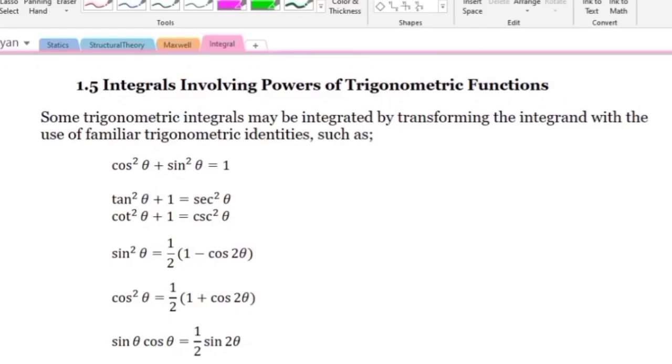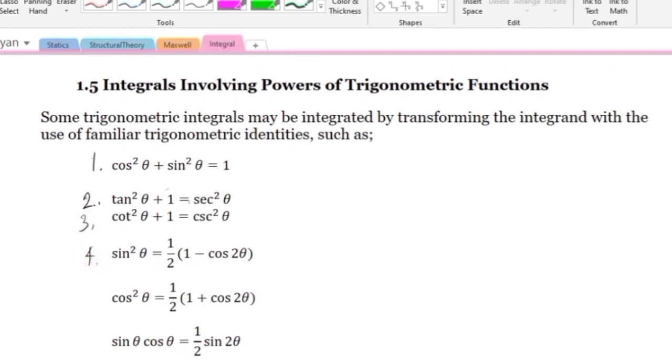Topic 1.5, Integrals involving powers of trigonometric functions. Some trigonometric integrals may be integrated by transforming the integrand with the use of familiar trigonometric identities such as 1. Cosine squared theta plus sine squared theta is equal to 1. 2. Tangent squared theta plus 1 is equal to secant squared theta. 3. Cotangent squared theta plus 1 is equal to cosecant squared theta.